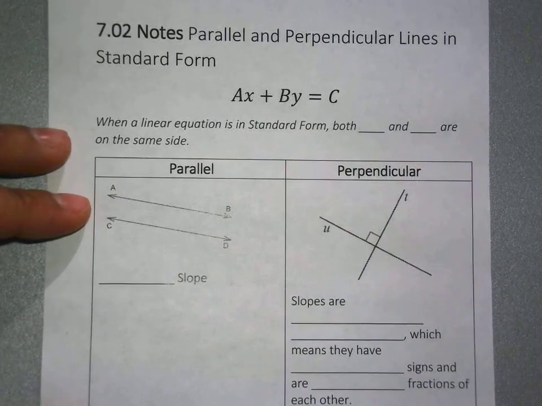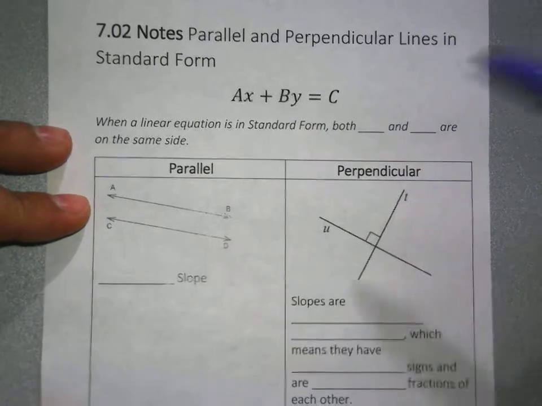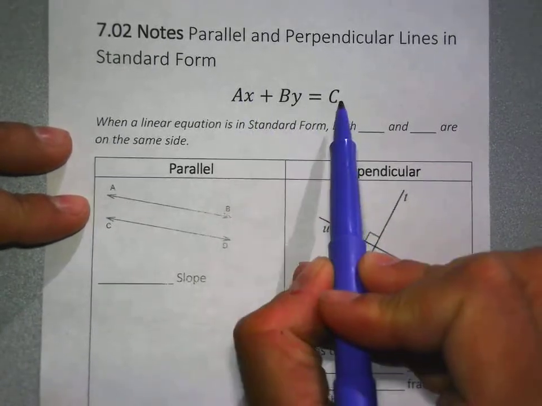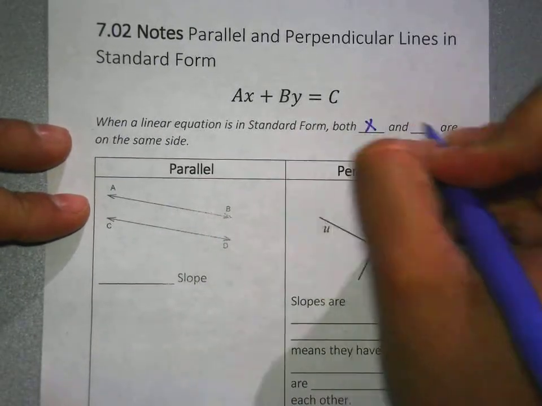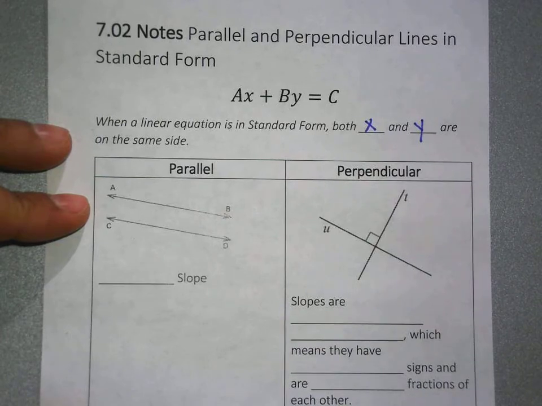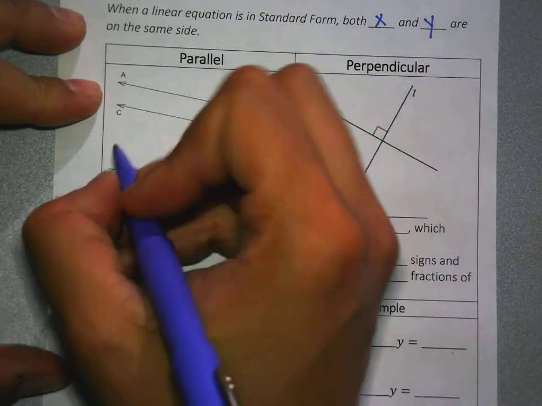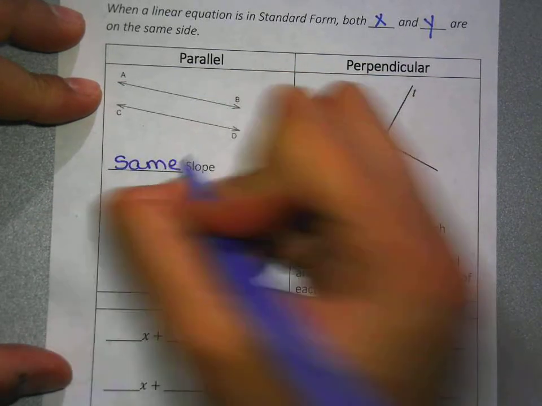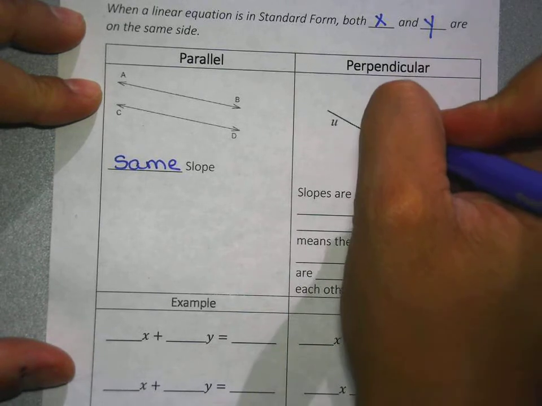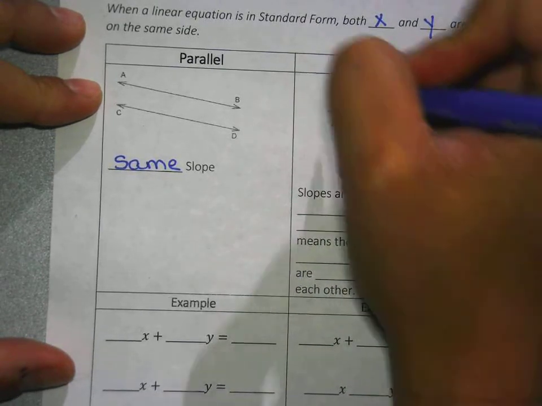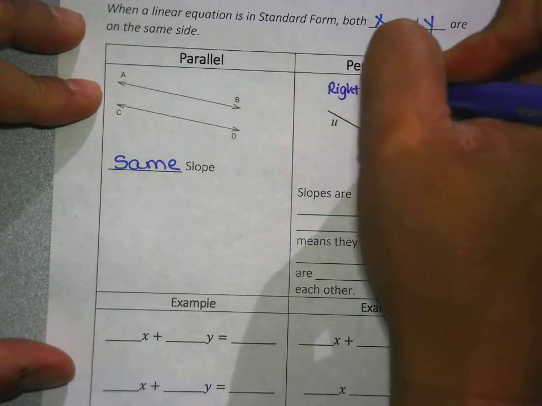In this lesson, we will be learning about parallel and perpendicular lines that are in standard form. This is the standard form of a linear equation. When a linear equation is in standard form, both x and y are on the same side. So parallel lines, as we learned yesterday, have the same slope. And perpendicular lines, on the other hand, create this right angle. And the right angle is 90 degrees always.